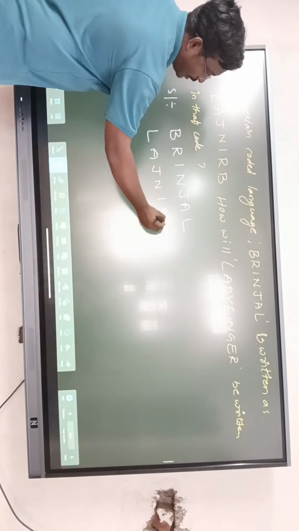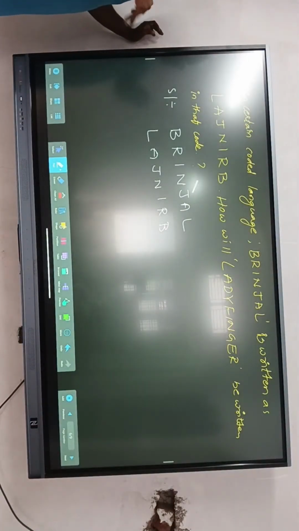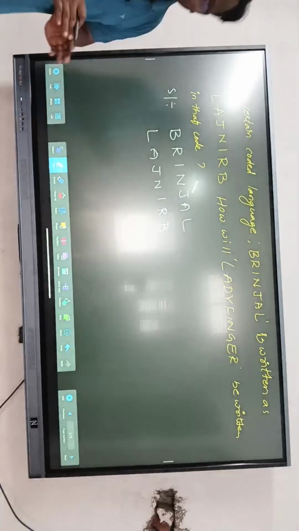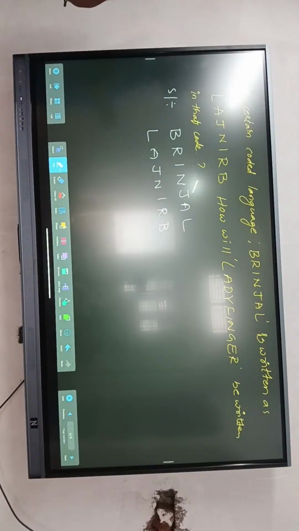L-A-J-N-I-R-D. So there is no rule that it must be given in the same order or the same method. We need to identify the code. So we need to identify which code is given here. So what is the code that is given?